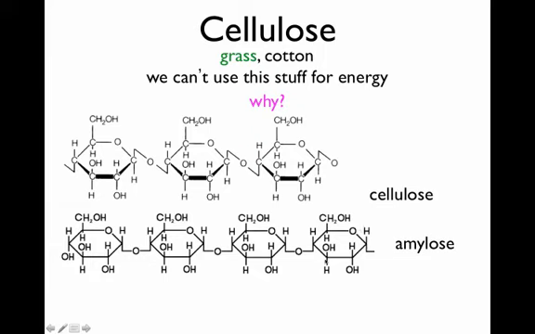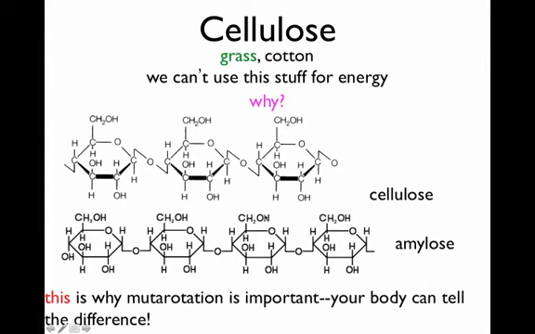And you can eat this all day long, and your body knows exactly how to break this attachment, and this one, and get the glucose molecules back and extract energy from it. So this is basically why mutarotation is important. Mutarotation is the flipping of this alcohol group either in the up position or in the down position.